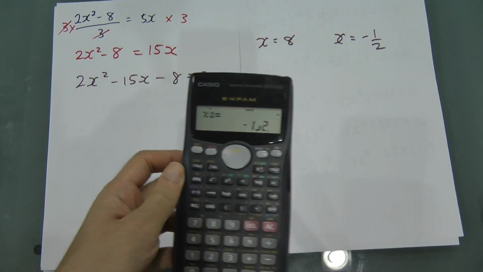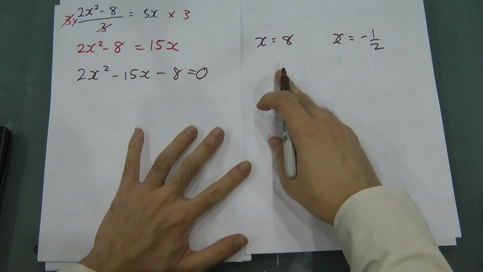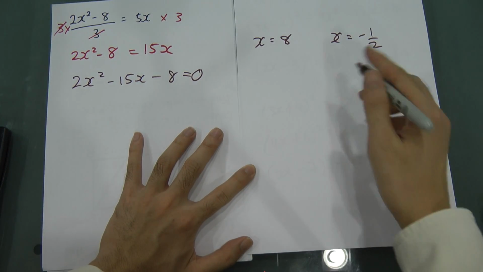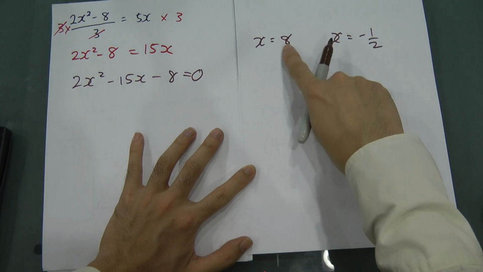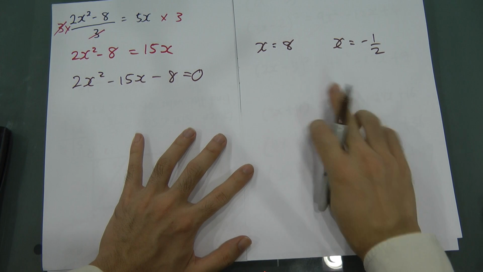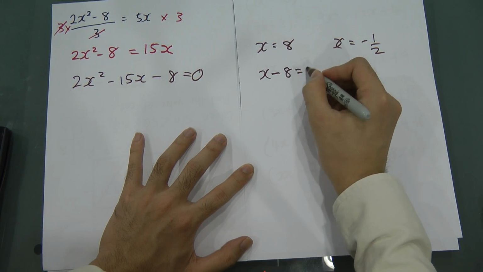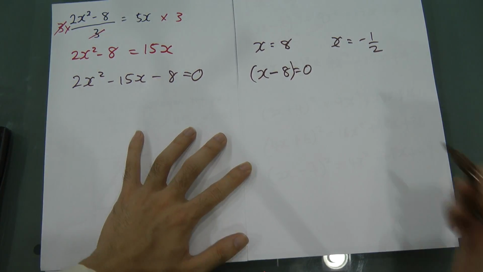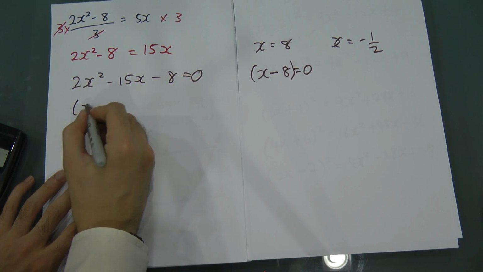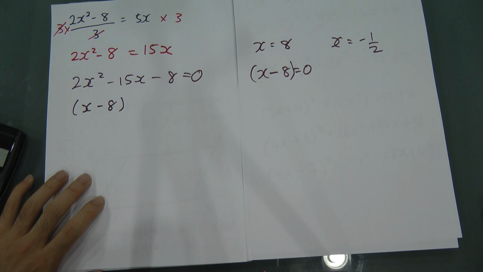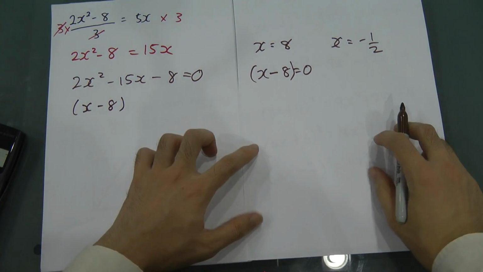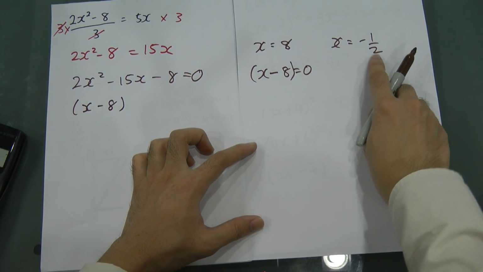Okay? After I got this one, I redo from this one to get 2 brackets. So first, I want to move this one to become 0. So x equals 8, therefore x minus 8 will equal 0. Okay? First thing comes out already. So I know the first bracket here, you will get x minus 8. Okay, and then x equal to negative 1 over 2.